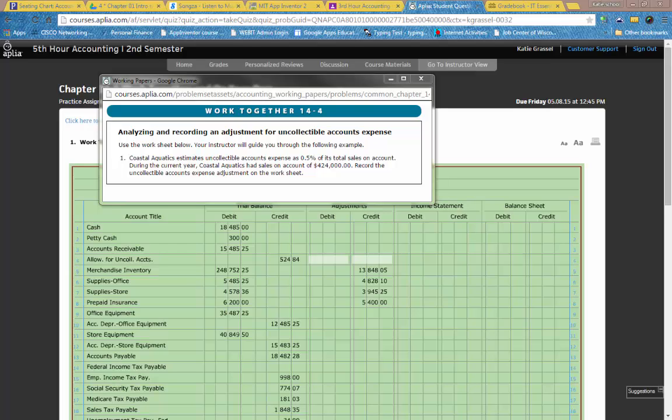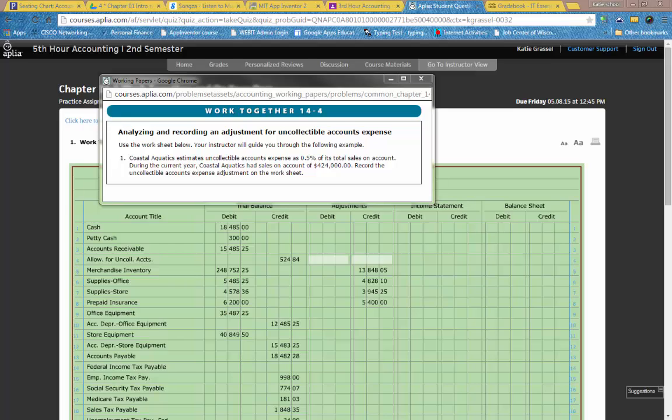So what we have to do at the end of the fiscal period is we know that Coastal Aquatics had sales on account of $424,000. So they're saying 0.5% of that is going to be uncollectible. So what we have to do is journalize that adjusting entry. So we would go through and do allowance for uncollectible accounts would be credited, and then we would debit uncollectible accounts expense.